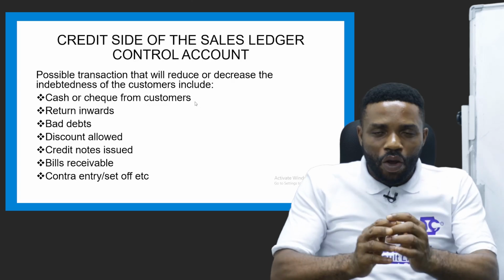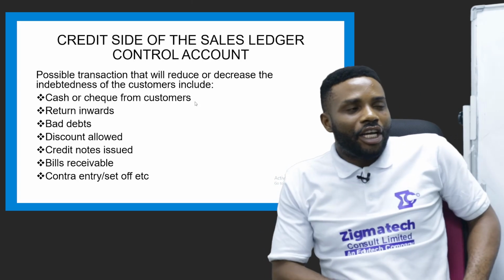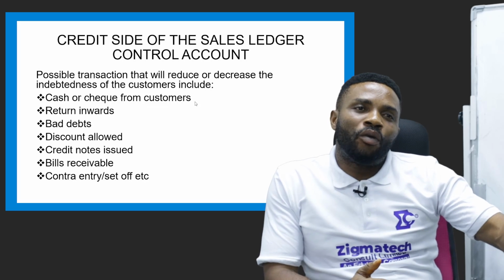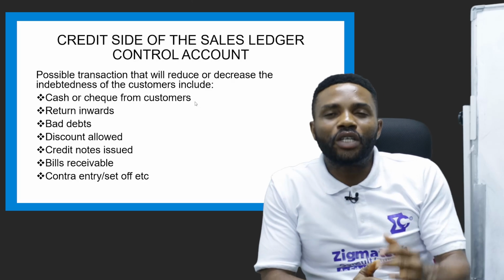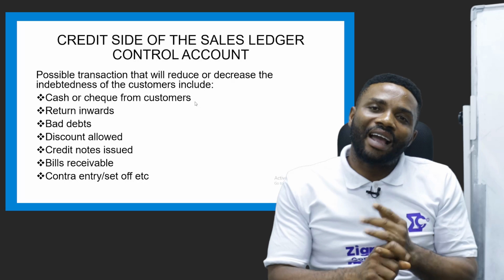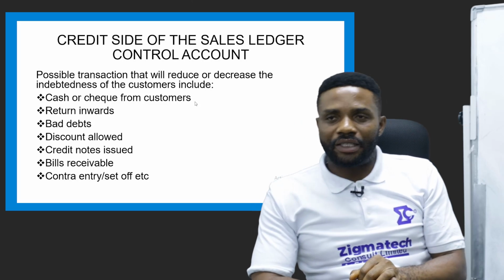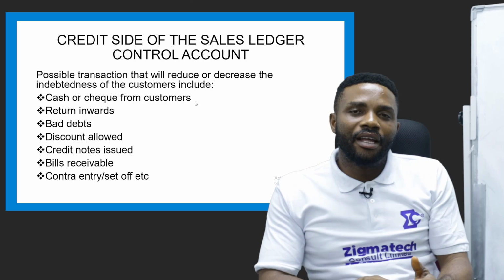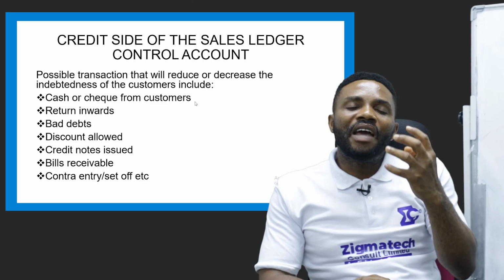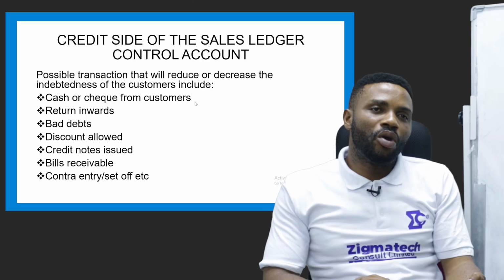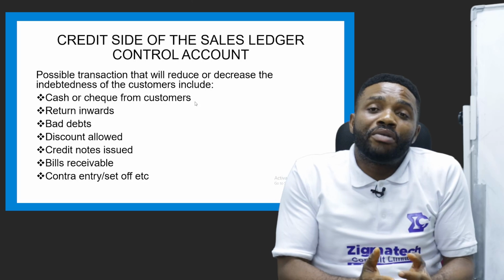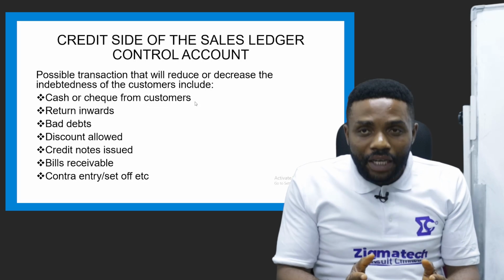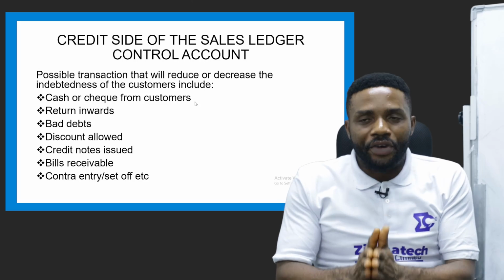Now, this is where I just want students to pay undivided attention. We have looked at what will increase what our debtors are owing us. At this point, we want to look at what will reduce it. Number 1, cash or check from customers. Once your customer decides to pay cash, whether in installments or in full, whenever you receive that money, it is going to reduce what they are owing you. Or if they decide to bring a check, like we mentioned, if the check is not bounced, not dishonored, then it will also reduce what they are owing.